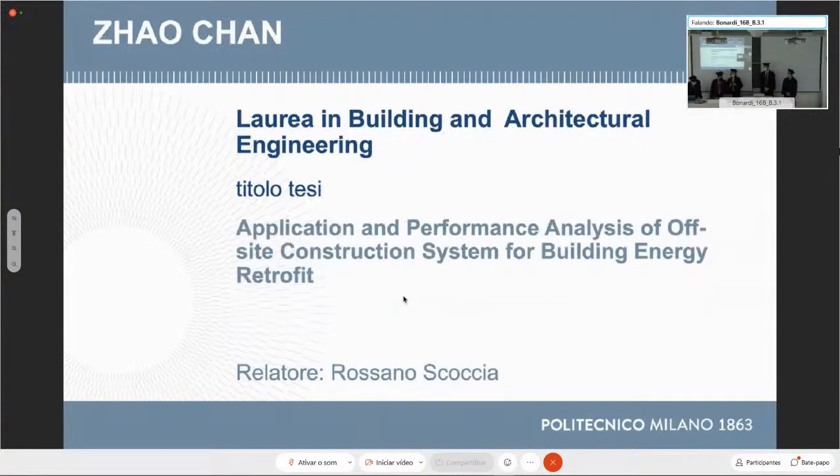Last, Chan Zhao, the same. No, it's different. Application and performance analysis of off-site construction system for building energy retrofit. 98.